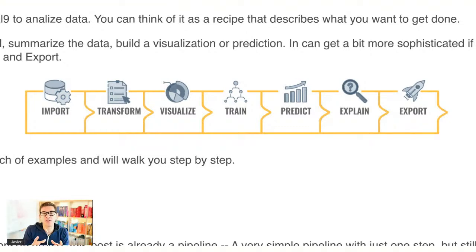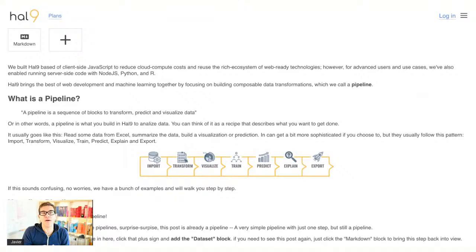And then you usually want to either make it a document, like this particular document that we have here, or you want to build it into an API, or you want to build it into a full-fledged application using a web framework like Vue.js or React.js. So that's the goal of Hal9. We want to make it very easy for anyone to build anything from simple data analysis and visualizations, all the way to super complex, very advanced AI solutions.